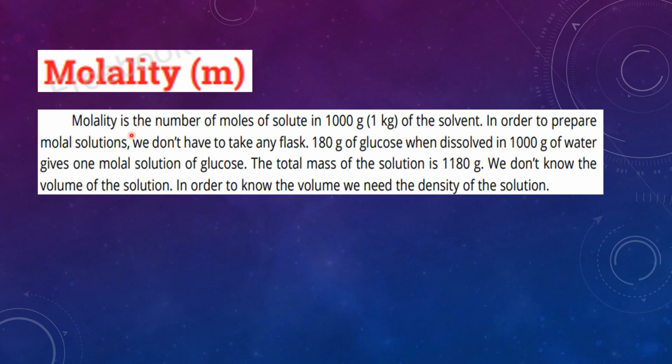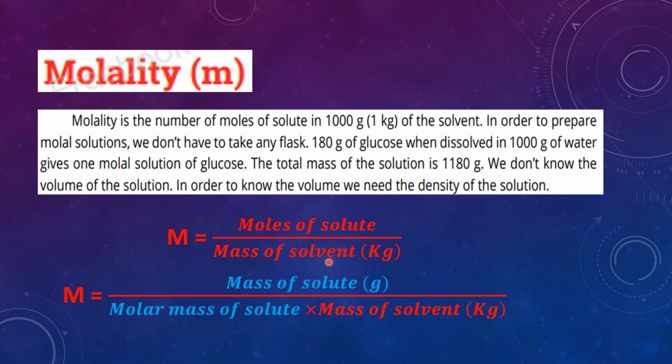Now simply, molality is the number of moles of solute dissolved in 1 kilogram of the solvent. The formula of molality is denoted by the small m. It is equal to moles of the solute divided by mass of the solvent in kilograms. So, mass of the solute divided by molar mass of the solute, multiplied by the mass of the solvent in kilograms. We calculate the number of moles as mass of solute divided by molar mass of the solute.